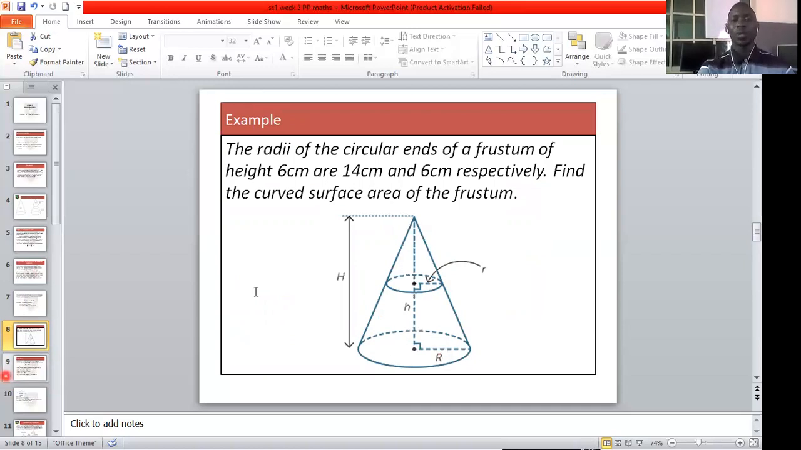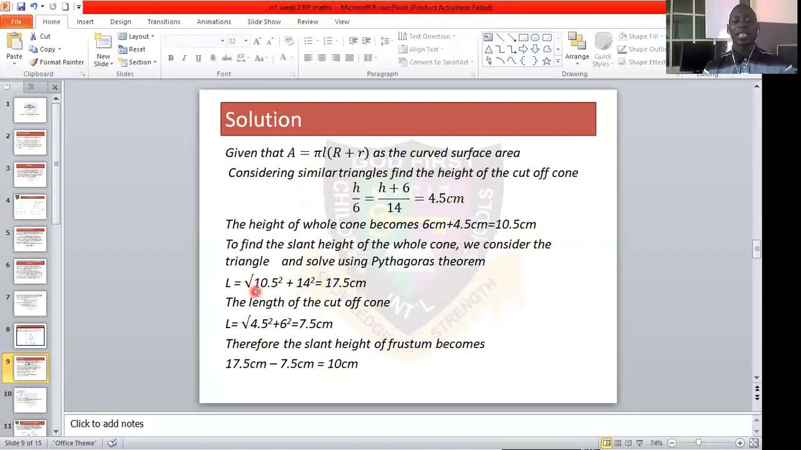So go back to it. We have the square root of 10.5 square plus 14 square. If we solve all through together, you make L the subject of the formula, you will get 17.5 as the slant height of the whole cone. You will get 17.5 as the slant height of the whole cone.